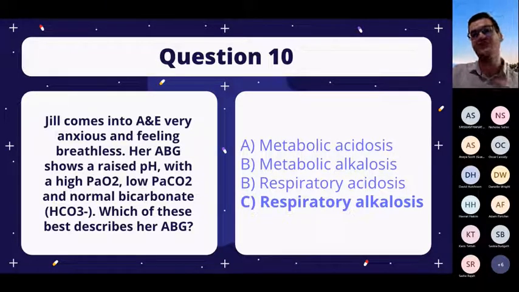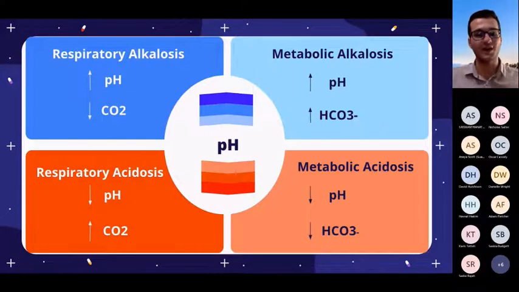So with ABGs, there are different ways of learning, of getting your head around them. Some people will want to look at the equation and get their mind fully around the mechanisms behind it. Some people will just want a short, quick, cheap way of doing it, which I've tried to put here. Basically, if your pH is high, you've got an alkalosis. If your pH is low, you've got an acidosis.